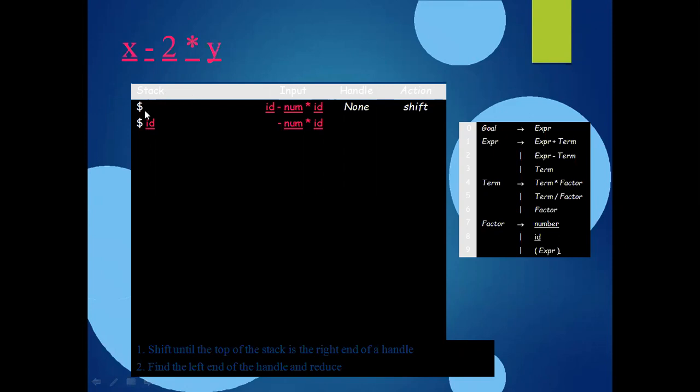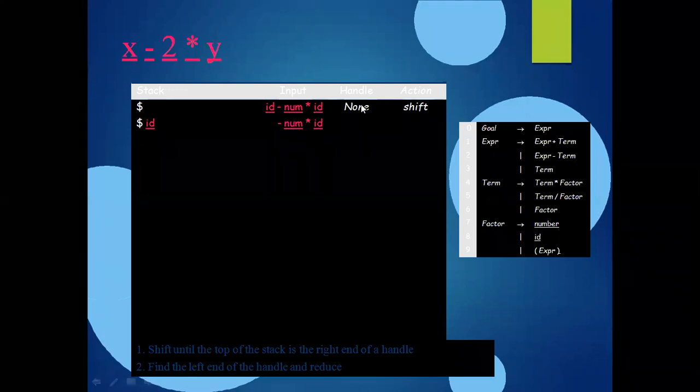And initially the stack is empty, so it consists of only the dollar symbol. And now I am storing my input string into the input buffer. Now my input buffer consists of id minus num into id, right? No need to bother about what this x minus 2 into y is. Just note down the input string. This is the given input string. You need to construct the parse tree for this, right? Id minus num into id is the input string that you stored in the input buffer.